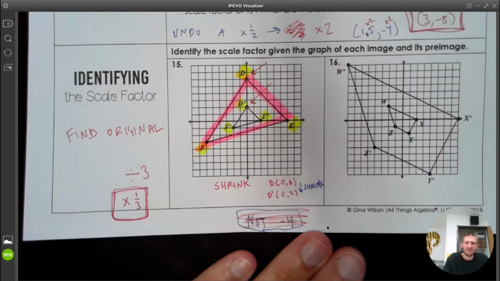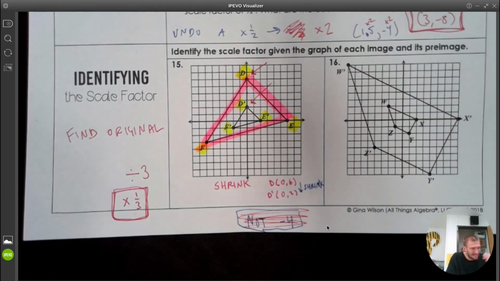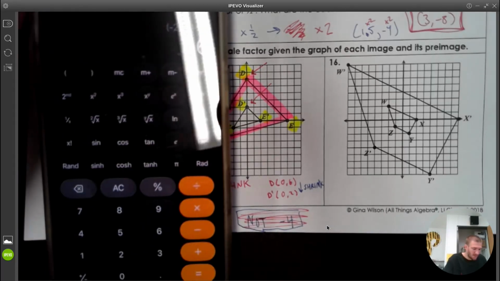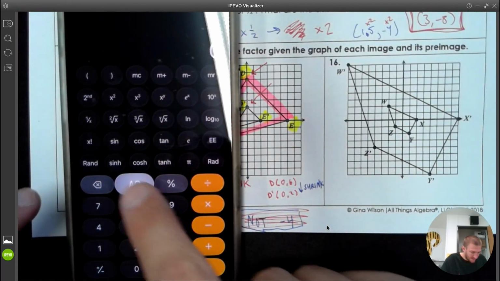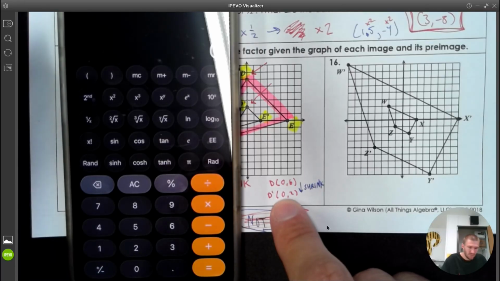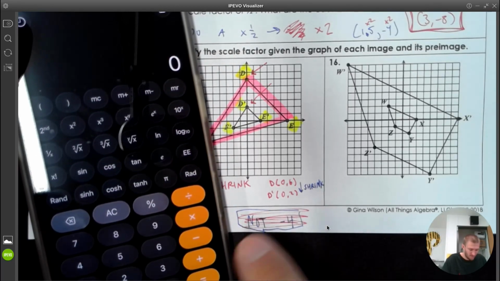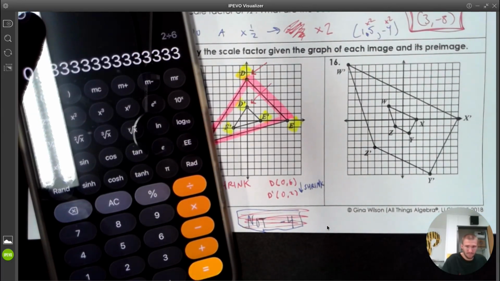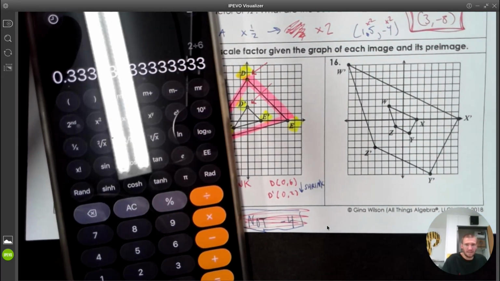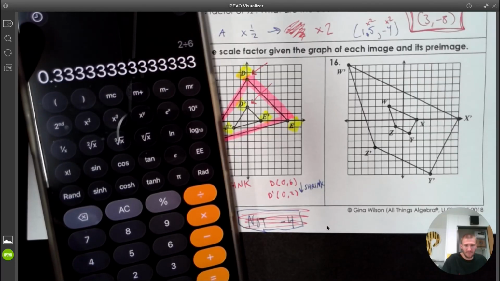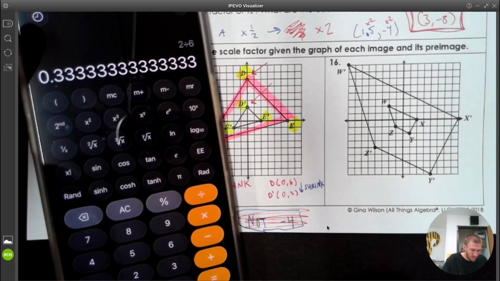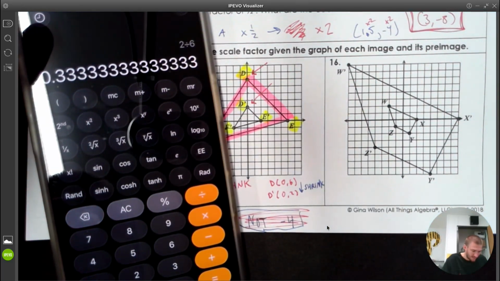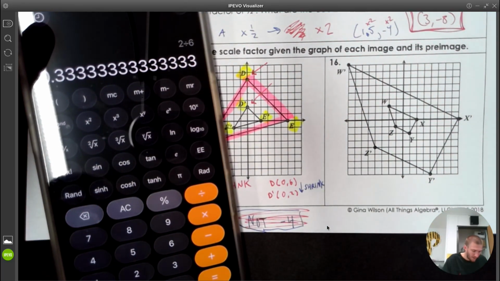Now, if you're not sure how to do this, and your brain isn't doing it for you, and you want to incorporate the calculator, what you do is you take the image of 2 and you divide it by the pre-image. Now that's 0.333333, obviously that's going to be 1/3. And so if you're on Desmos, you can make an easy fraction like that. Okay.